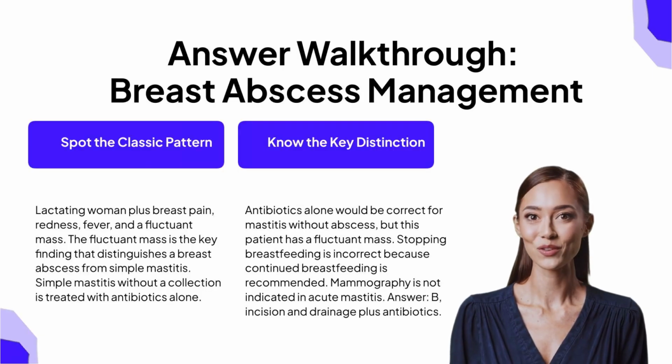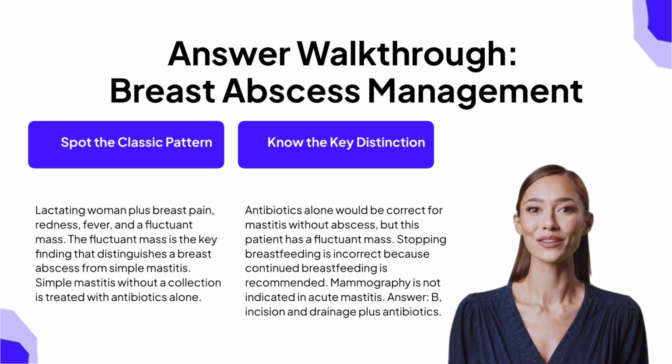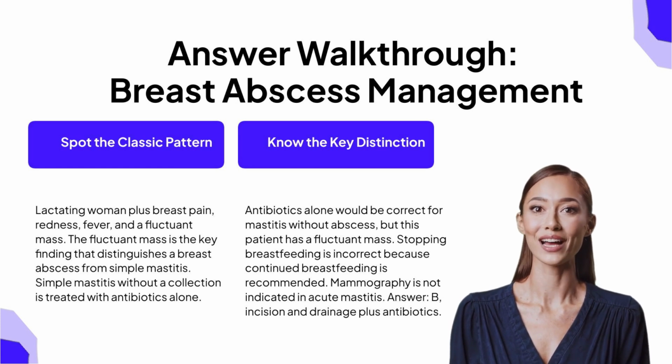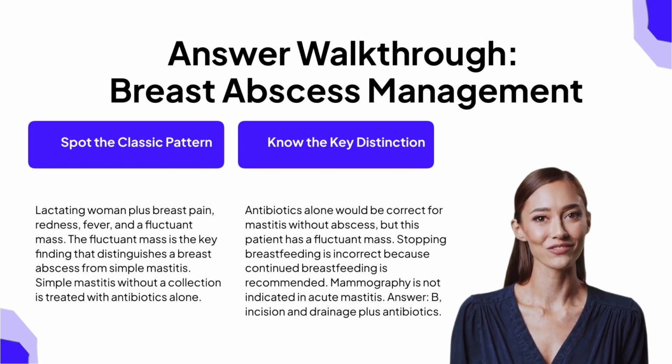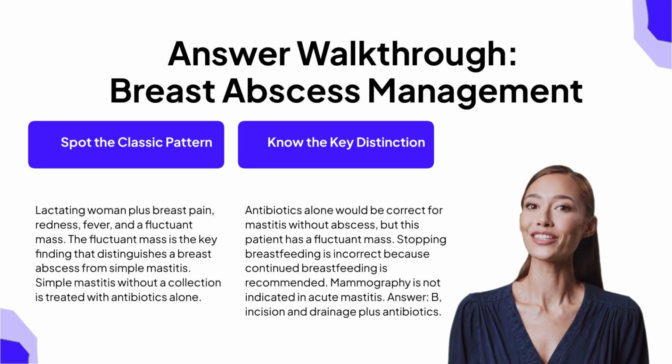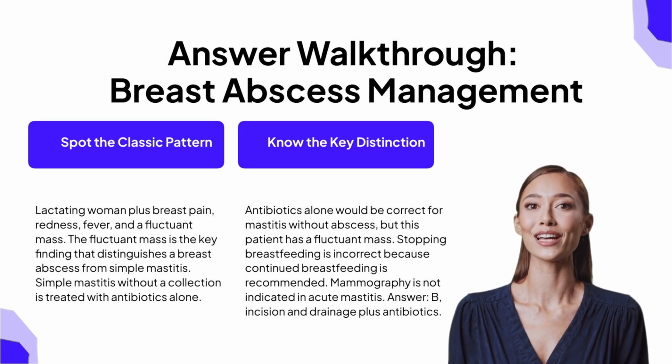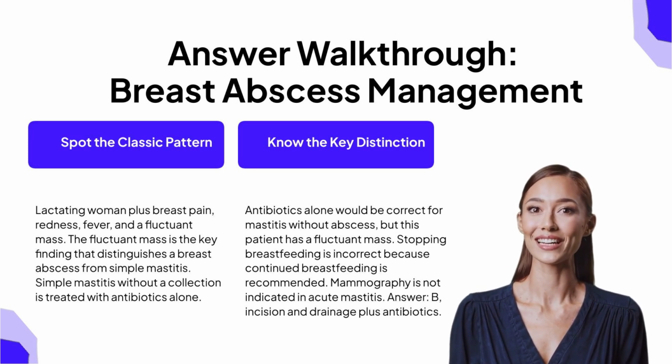Let us walk through this one. Spot the classic pattern first. We have a lactating woman with breast pain, redness, fever, and a fluctuant mass. The fluctuant mass is the key finding. It tells you this is not just simple mastitis. This is a breast abscess. Now know the key distinction.